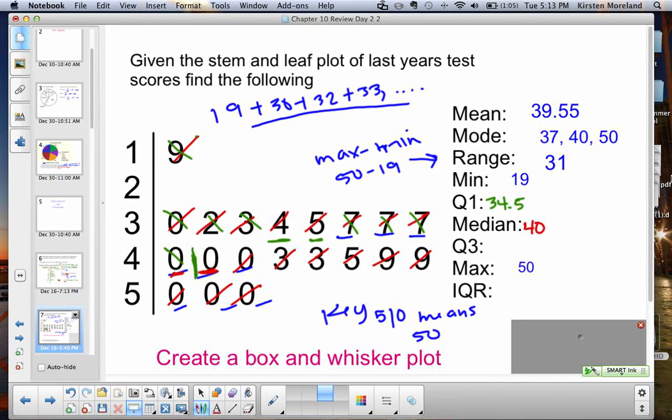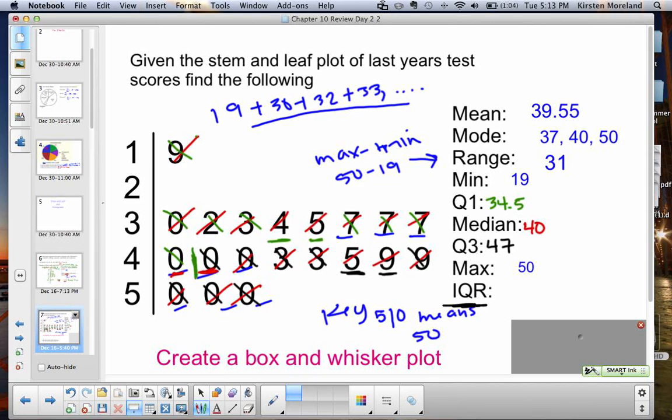And do the same thing with Q3, except I want the upper half now. And this is between 45 and 49. Directly between that is 47, so there's my Q3.